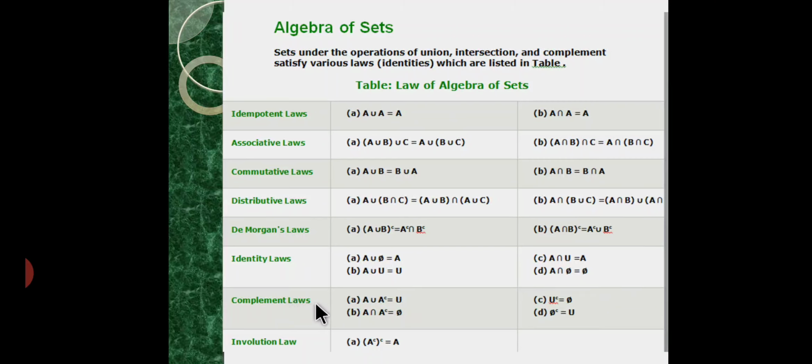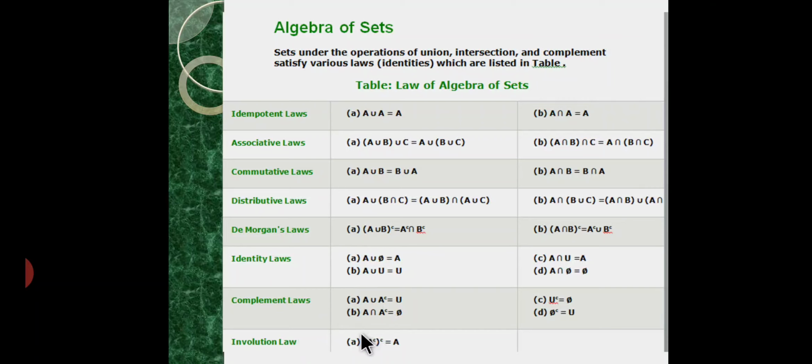Complement laws. A union A complement is equal to U, A intersection A complement is equal to phi, and U complement is equal to phi. U means the universal set, its complement is equal to phi. Phi complement is equal to the universal set.